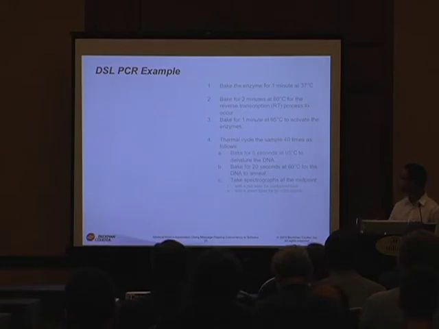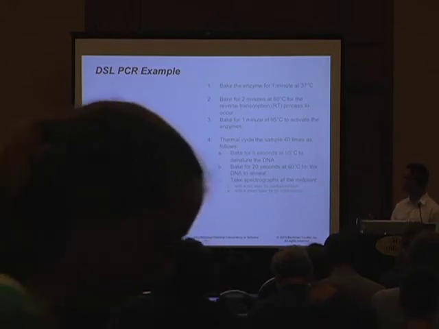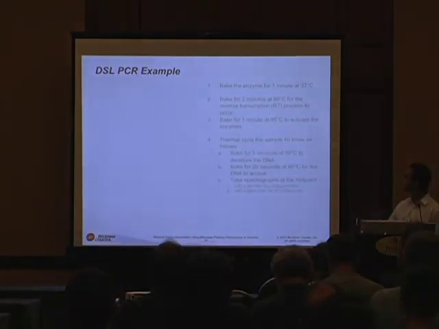So let's look at an example of a DSL construct. On the right is the English version of what a scientist probably wants to do. They want to bake the enzyme for a minute at some temperature, 37, do a couple more bakes, one for, say, 95 Celsius, and then they want to cycle 40 times and bake for 5 seconds, 20 seconds, and then wait for some time and take spectrographs.